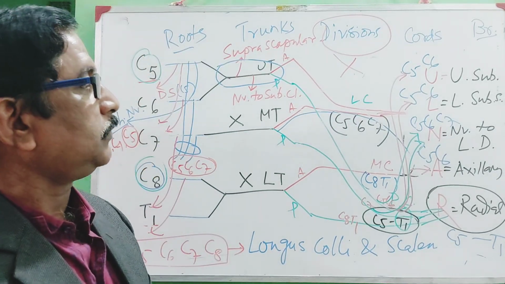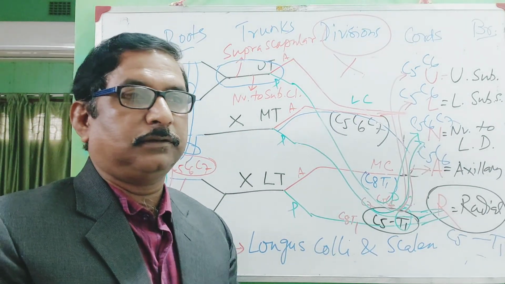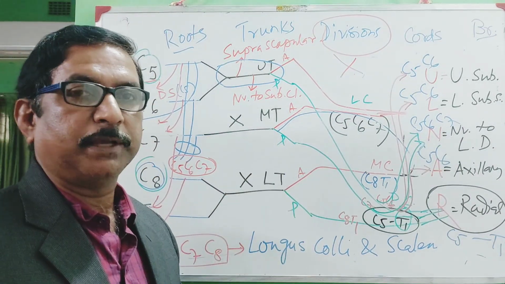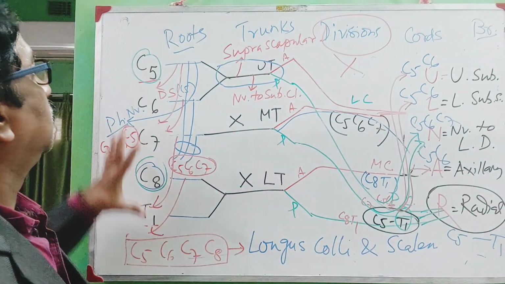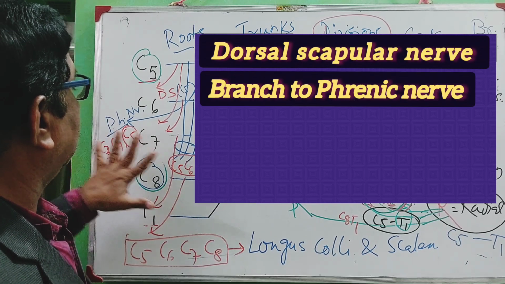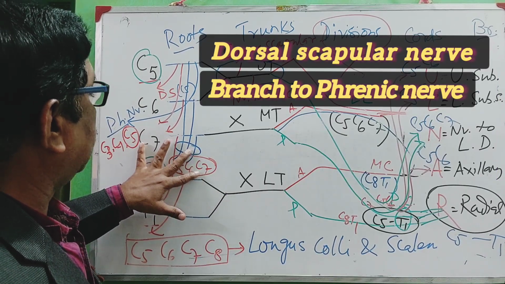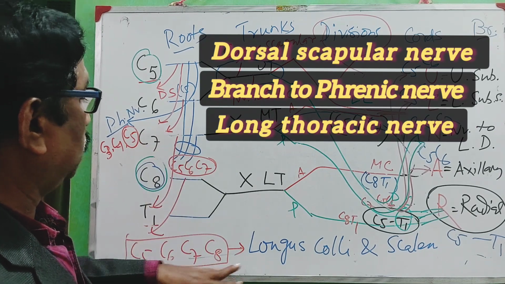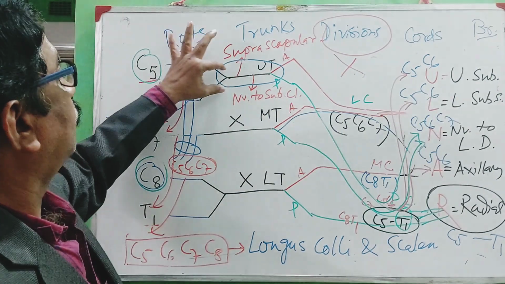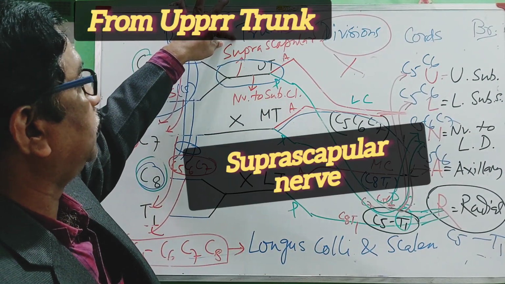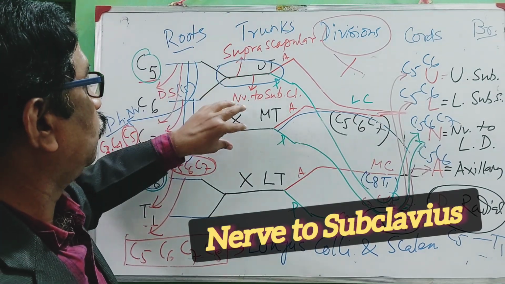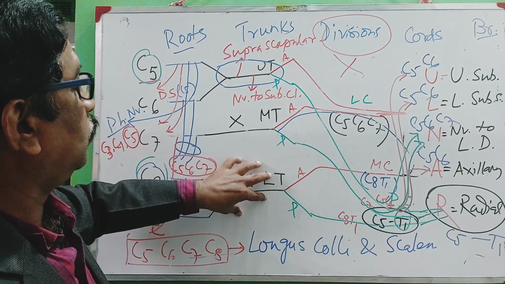So, in a nutshell, if we repeat as a take home message the branches of the brachial plexus: the branches from the roots are the dorsal scapular nerve, the branch to the phrenic nerve, the long thoracic nerve, and branches to longus colli and scalene muscles. From the upper trunk, the suprascapular nerve supplying supraspinatus and infraspinatus, and the nerve to subclavius supplying the subclavius muscle. No branch from the middle trunk or lower trunk.